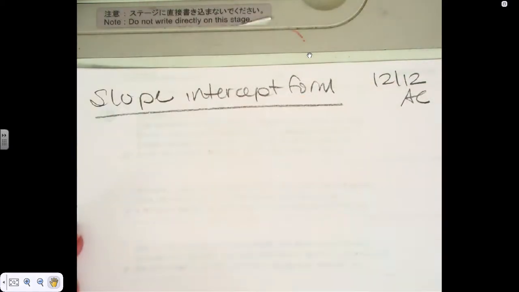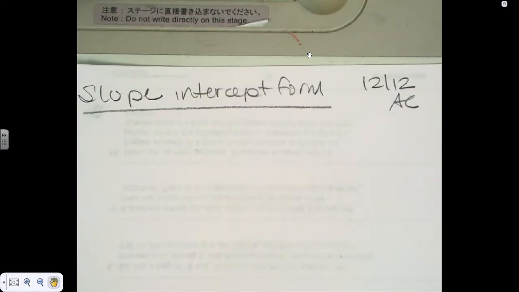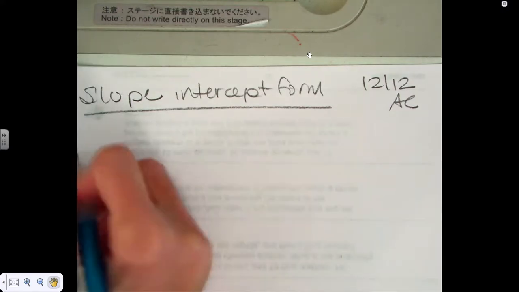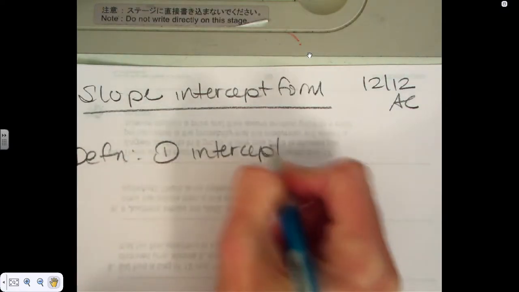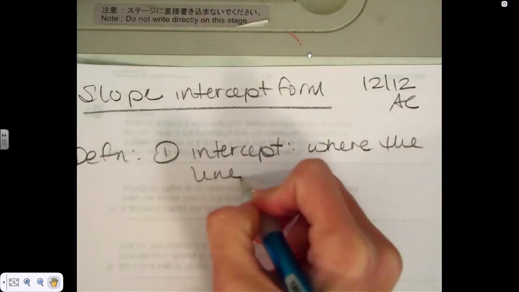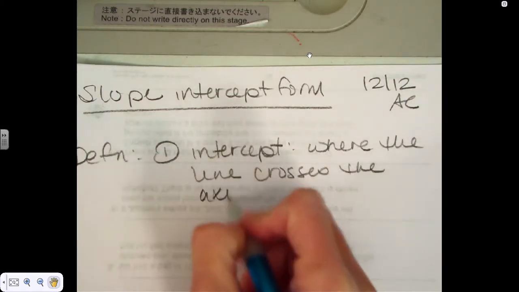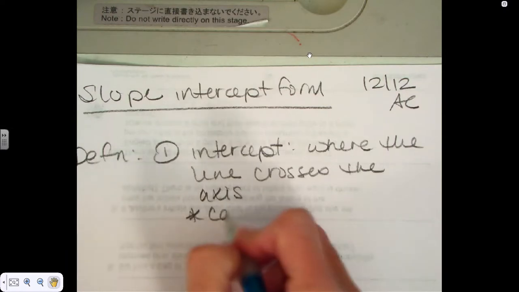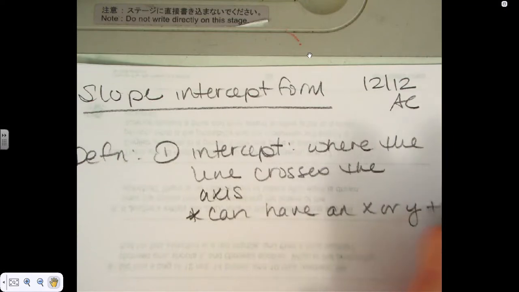Well, we already know what slope is. Okay, we talked about slope the other day, and actually last night, and it's rise over run. It's the change in y over the change in x, and it's the steepness of a line. Okay, so now let's talk about intercept. An intercept is just where the line crosses the axis, and you can have an x or a y.